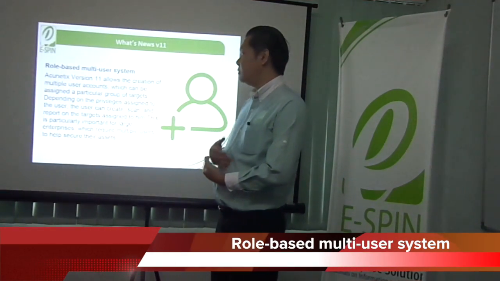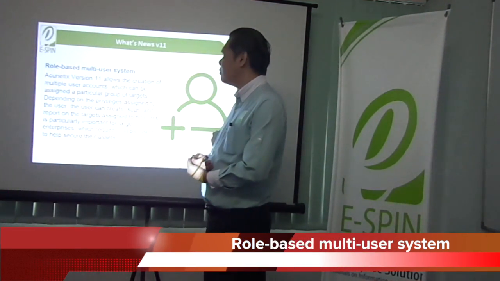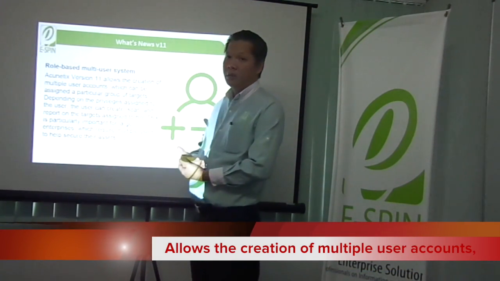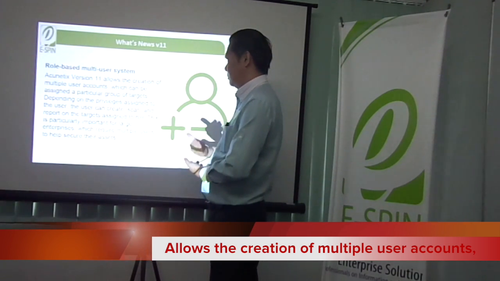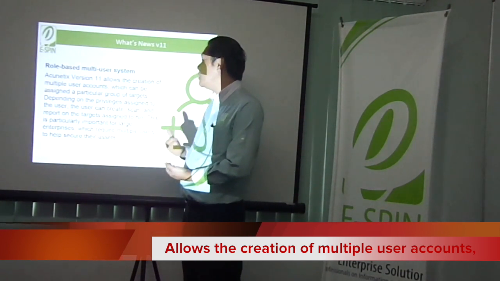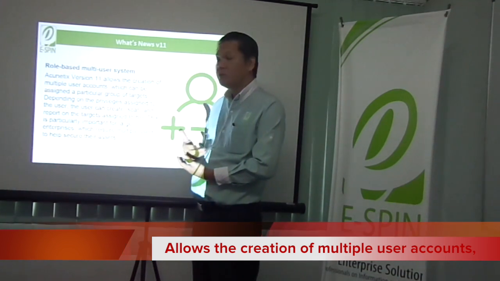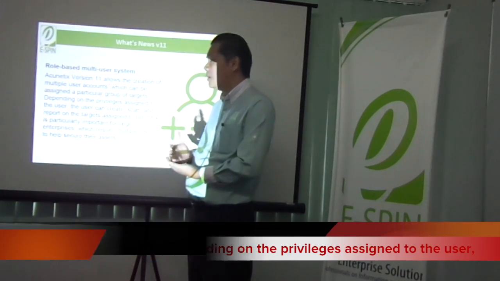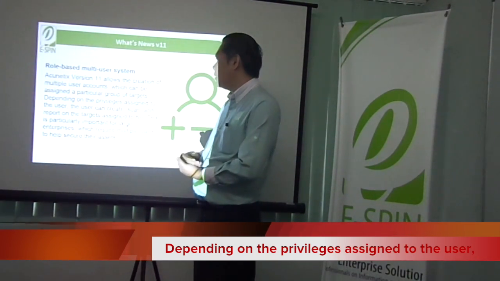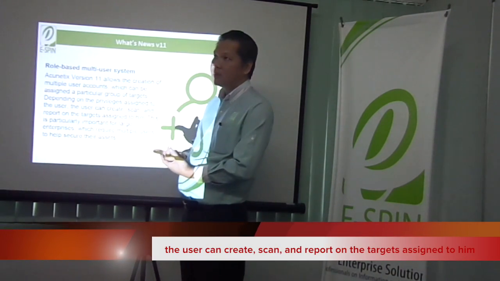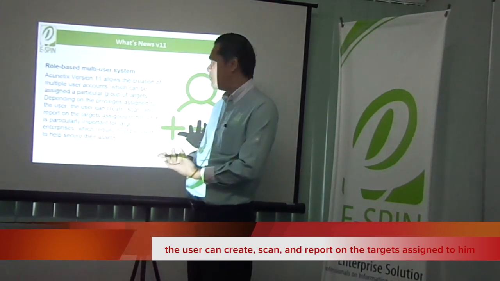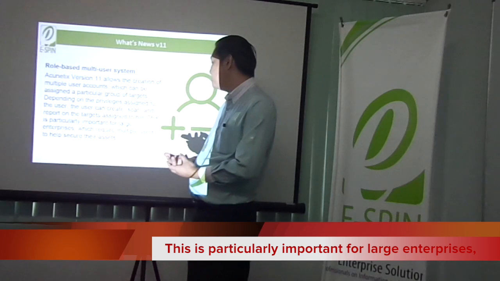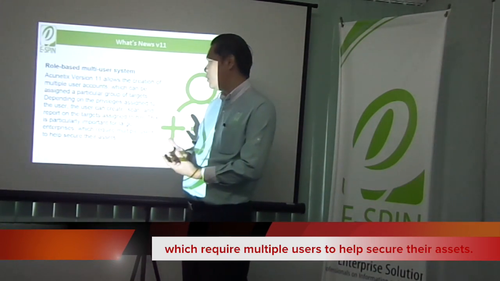Another thing to look into in this version is the role-based multi-user system, in particular for those editions beyond the single standalone version. So Acunetix version 11 now allows you to create multiple user accounts, which can be assigned a particular group of targets depending on the privileges you assign. The user can create, scan, and report on the targets assigned to him. This is particularly important for very large enterprises that require multiple users to secure company assets.